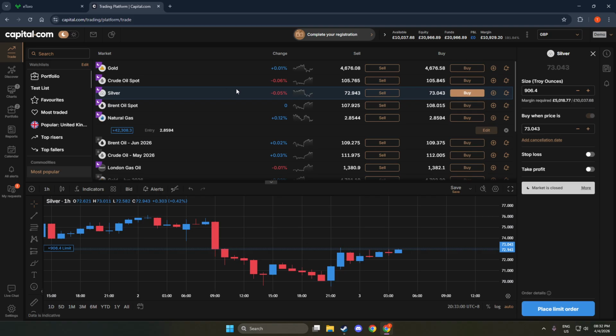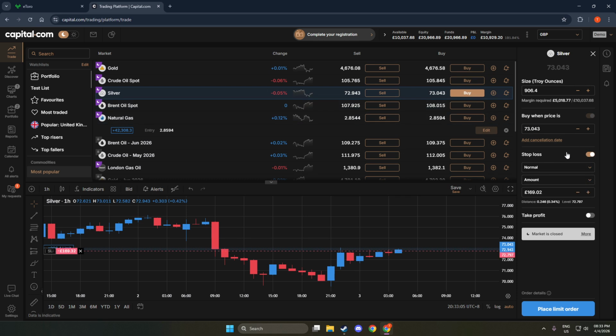Next, open the trade ticket. You'll usually see it appear when you choose buy or sell on the instrument page. Before you place the order, look for the stop loss section, sometimes labeled close at loss. This is where you set the protective level that will automatically close your trade if the market moves against you.